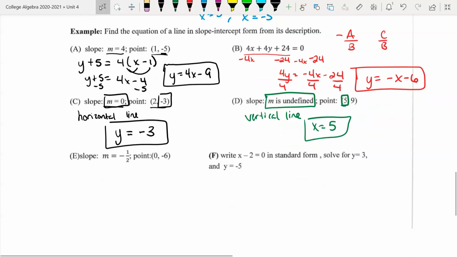Sometimes they'll give you enough information that I don't have to do any work. So I could do point-slope form on this. However, this right here is the coordinates of the y-intercept. Remember, if your x value is 0, then whatever comes next is the y-intercept. So this would be y equals -1/2 x minus 6.